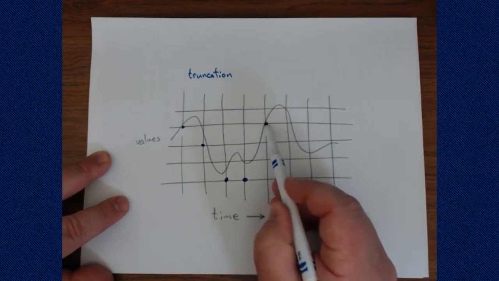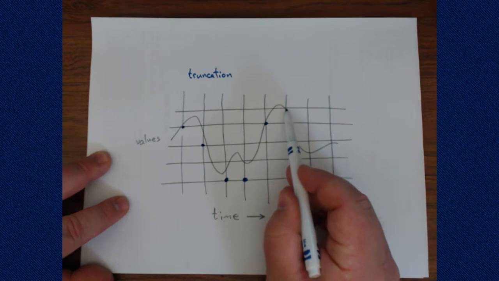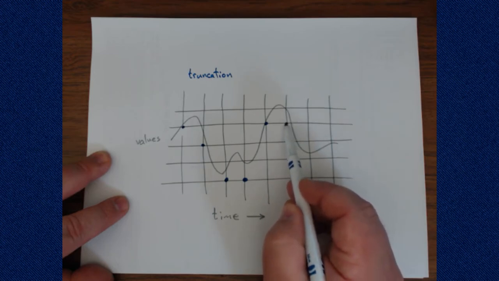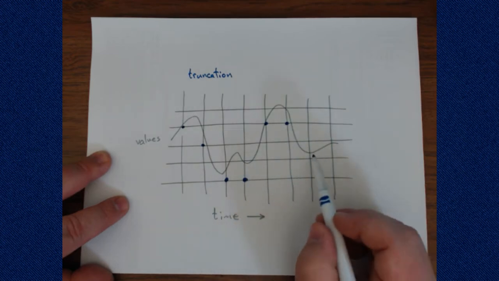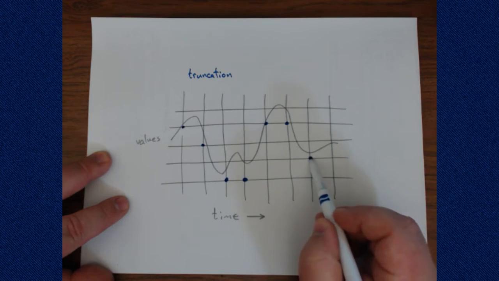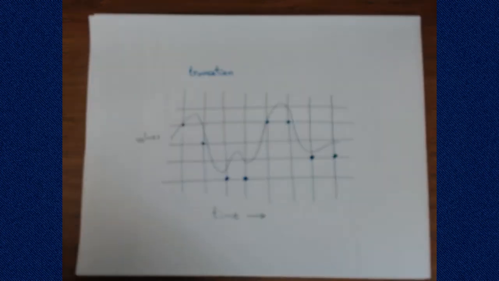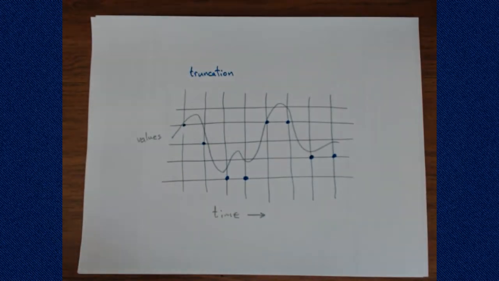This one will be this value. This one's really close, but it looks below it to me, so I'm going to pick here. And this one is represented here, and this one here. So those would be the unique values that we would actually record if we were using truncation as our mechanism behind the analog to digital conversion.